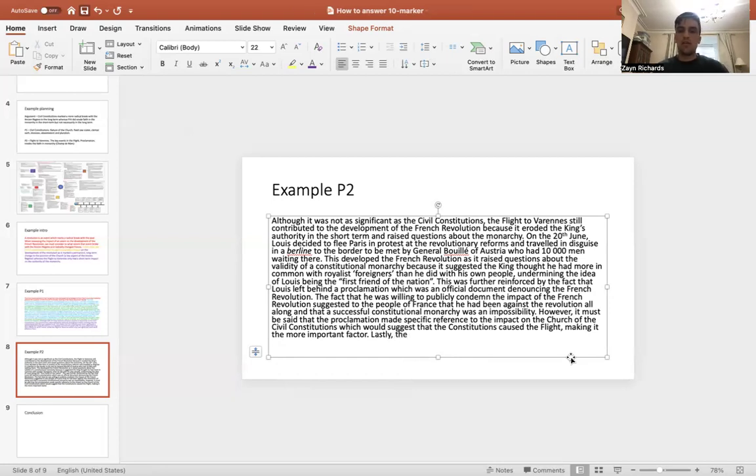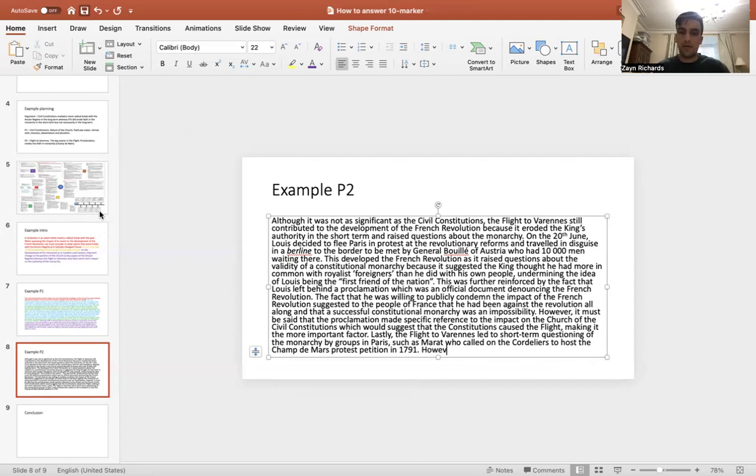So lastly, the flight to Varennes led to short-term questioning of the monarchy by groups in Paris, Marat, the Cordeliers, who hosted the champions. Okay. Right. So that's basically it.